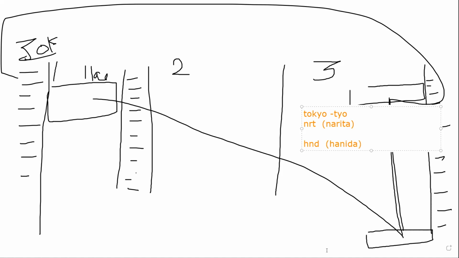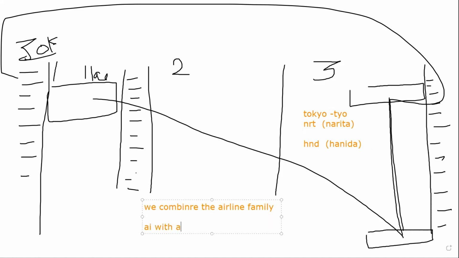Now, for example, if I'm taking the flight via Narita, the fare may be 70,000. But if I take the flight to Haneda, the fare may be 75,000, 80,000. Got it? In order to make a combination, we combine the family. We combine the airline family. Air India can be combined with Air Canada. These are the families. Is it clear to you?